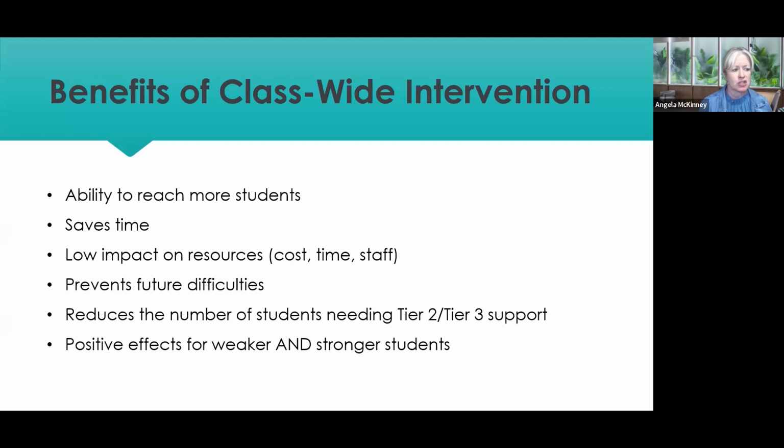Class-wide intervention reaches more students and saves you quite a bit of time and resources. But the biggest thing for me about a class-wide intervention is when we do this, the kids who needed it grow. The kids who didn't need it grow. And I think that's really important because we're always worried about, well, if I do this for this pocket of kids, are these kids going to suffer? Are these kids going to be bored? With the way that class-wide intervention is set up, it actually tends to see growth for both ends of that spectrum, which is good.